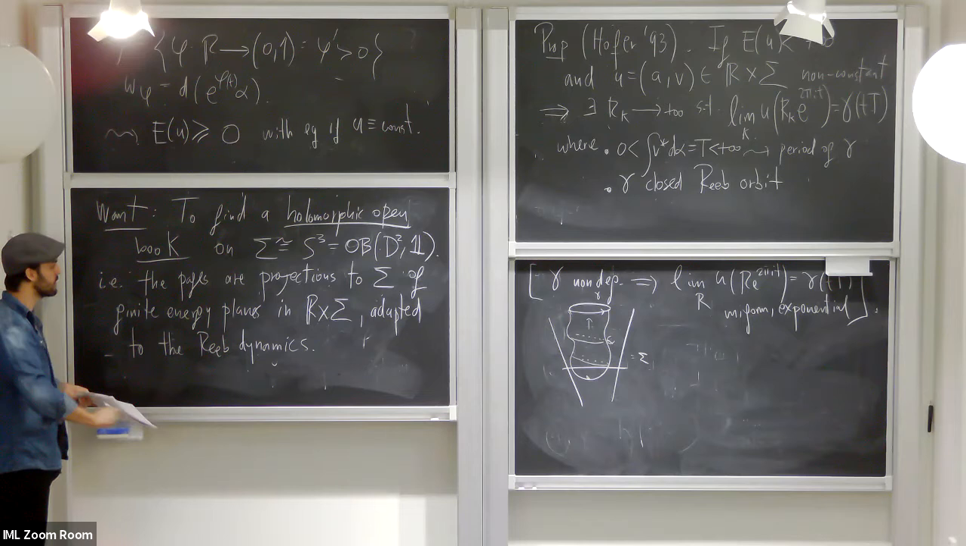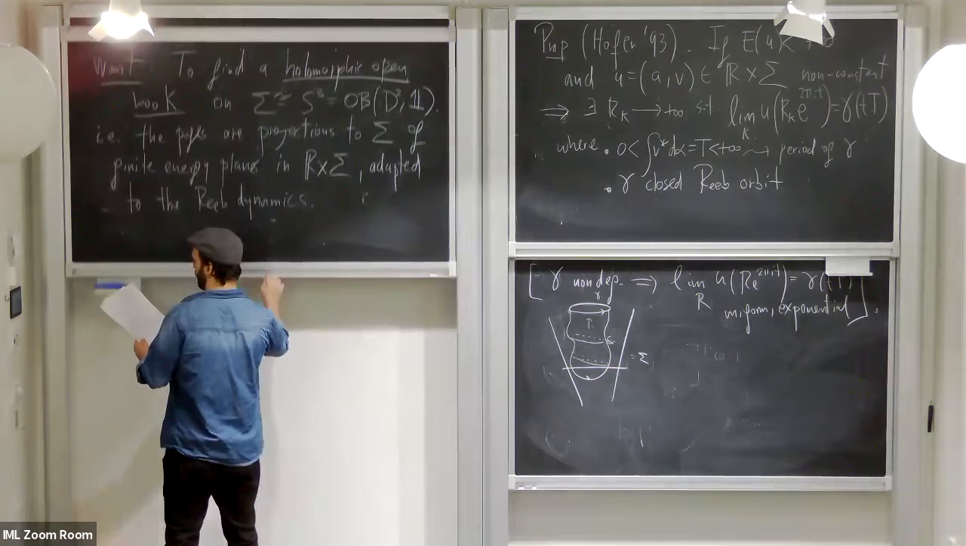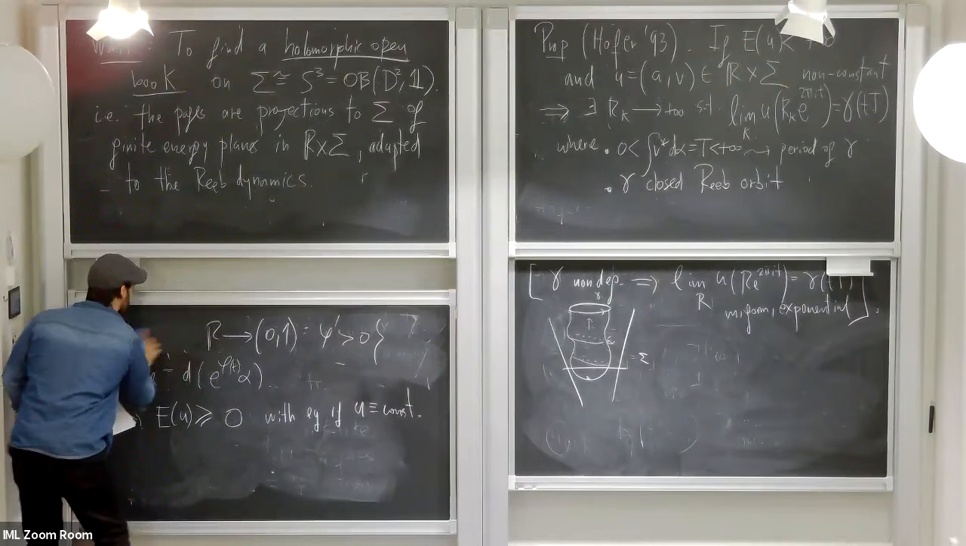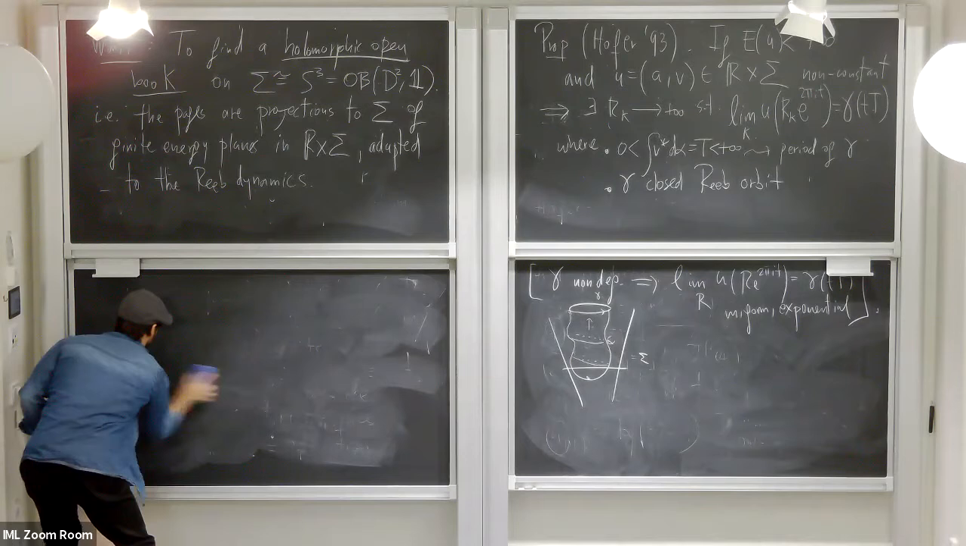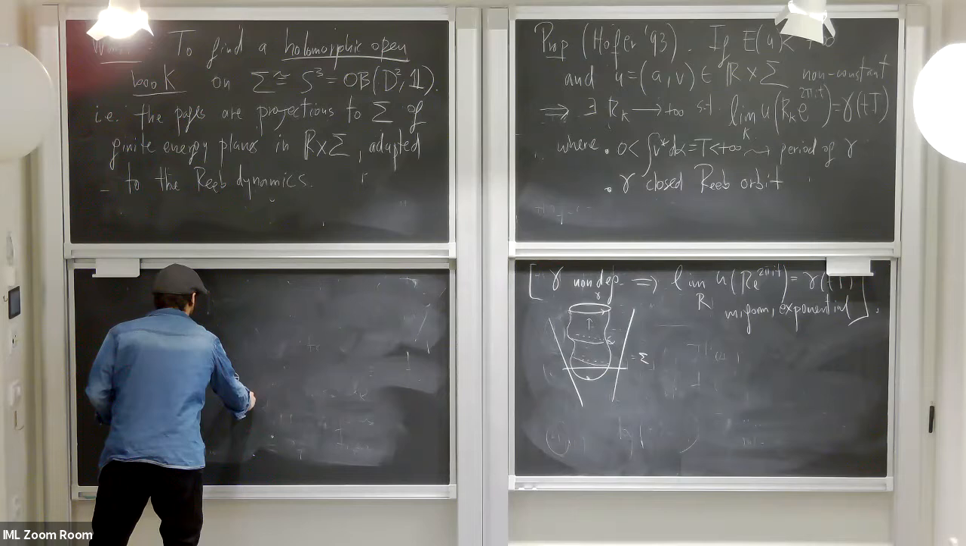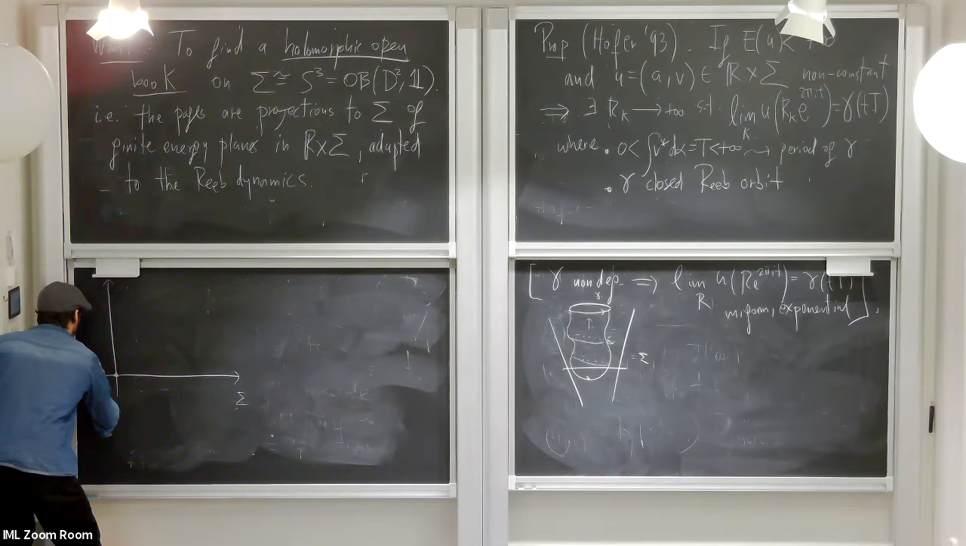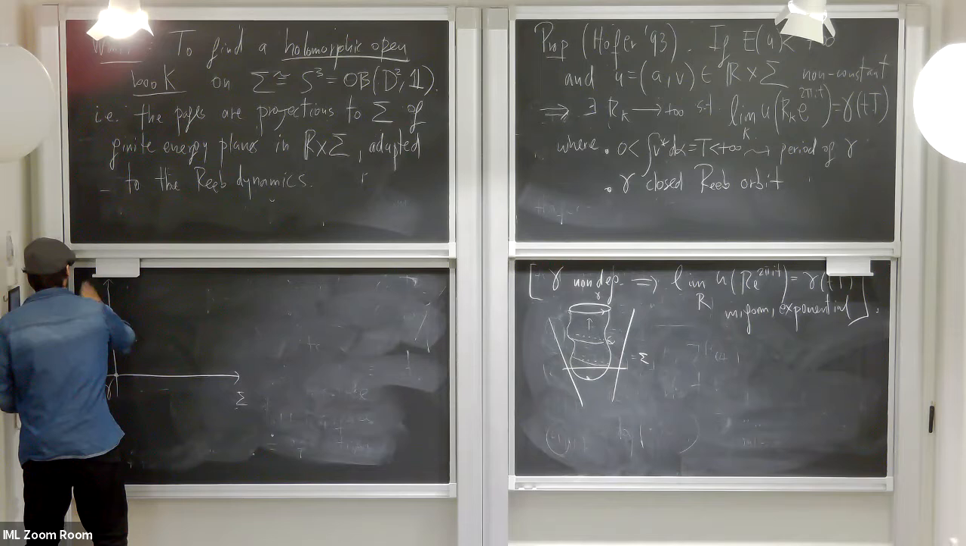So the picture to have in mind is the following. So here's sigma. And here's the R direction. And here's the binding of the open book, which is going to be an orbit gamma. And so here's R times the binding. So here's the R direction.